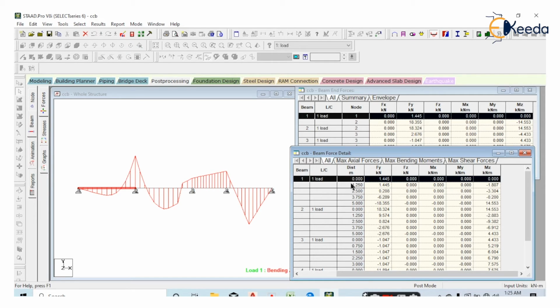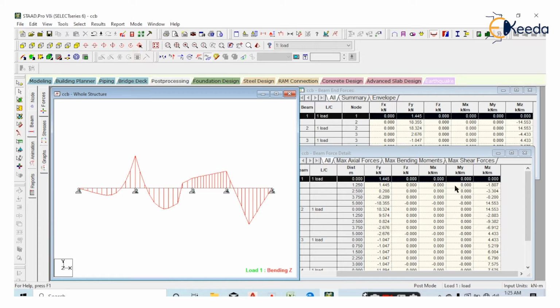Okay, look at this. At the start of the beam, there is some shear force of 1.44 kilonewton, just like on the shear force diagram also. The blue one is shear force diagram and the red one is bending moment diagram. Okay, and the bending moment is 0 because it's a pin support, so there is no bending moment.